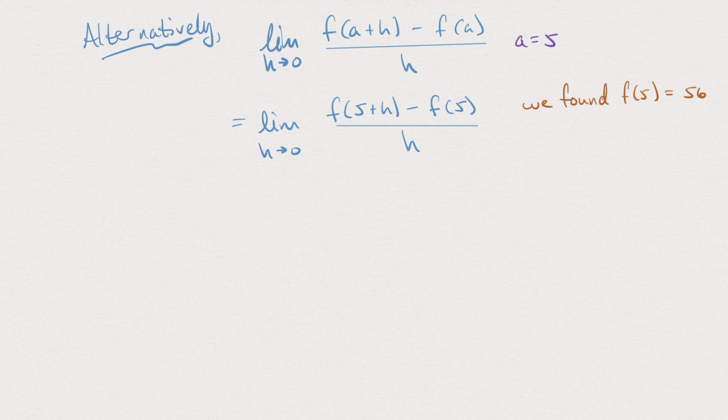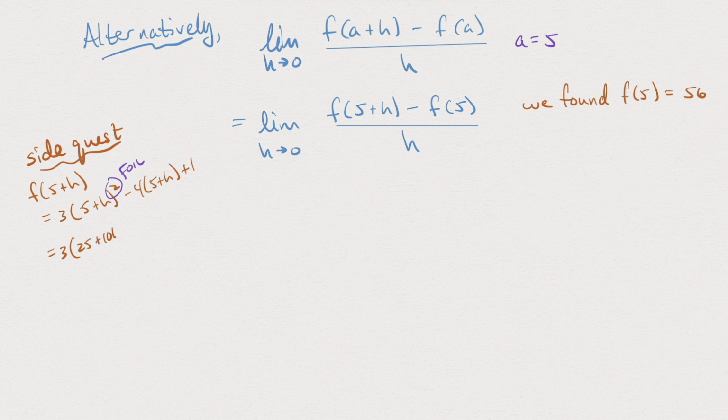So we're going to do a little side quest. F of 5 plus h, that's going to be equal to 3 times (5 plus h) squared minus 4 times (5 plus h) plus 1. Don't forget we actually need to FOIL this. So this is going to be 3 times 25 plus 10h plus h squared. If we FOIL that out very carefully, minus 4 times (5 plus h) plus 1. Now we're going to distribute these values, these coefficients. We get 75 plus 30h plus 3h squared minus 20 minus 4h plus 1.